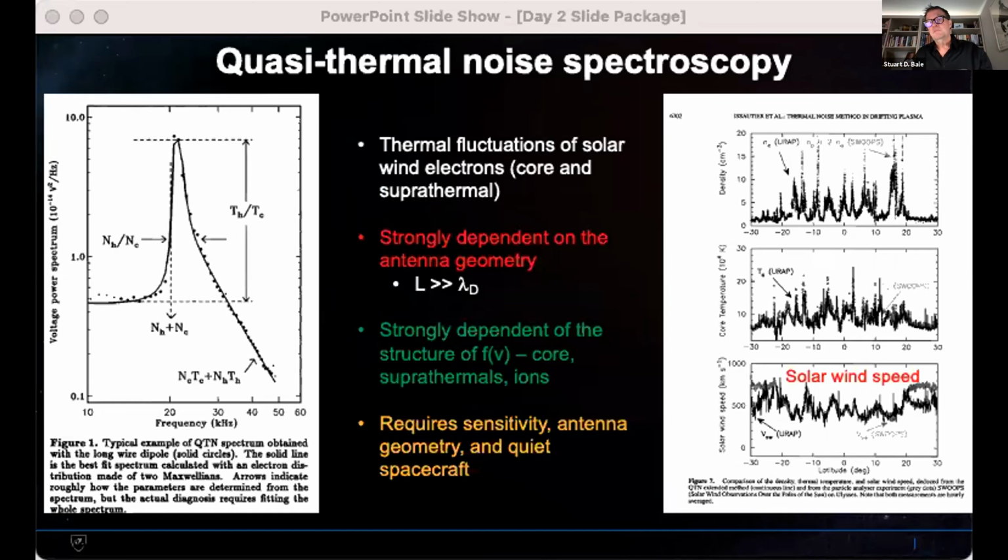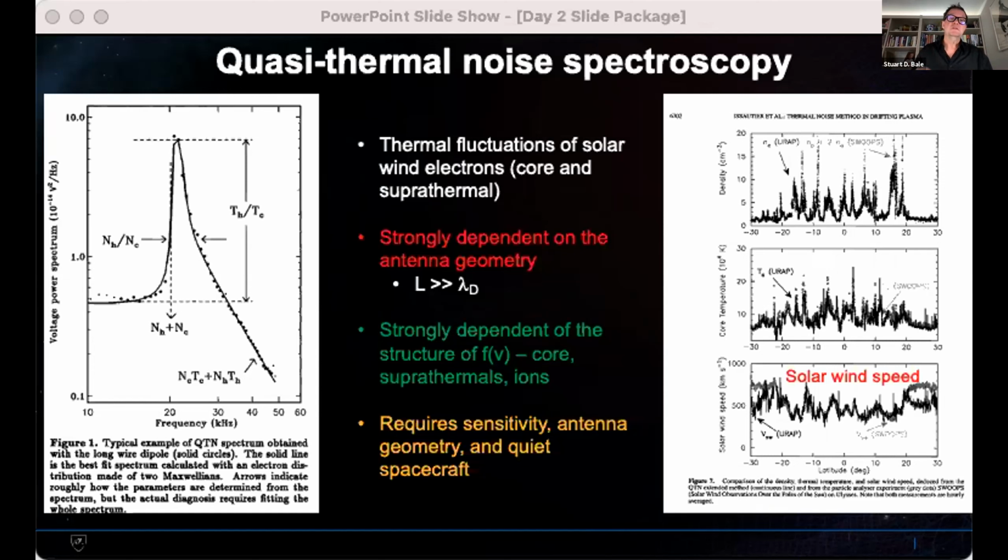On the right-hand panel, in the lower part of the figure, you see that if you can measure the proton thermal noise spectrum, which is more challenging, you can also infer the solar wind speed by its Doppler shift. So this measurement can also give you a backup measurement of the solar wind speed, and it's been done successfully on Ulysses.